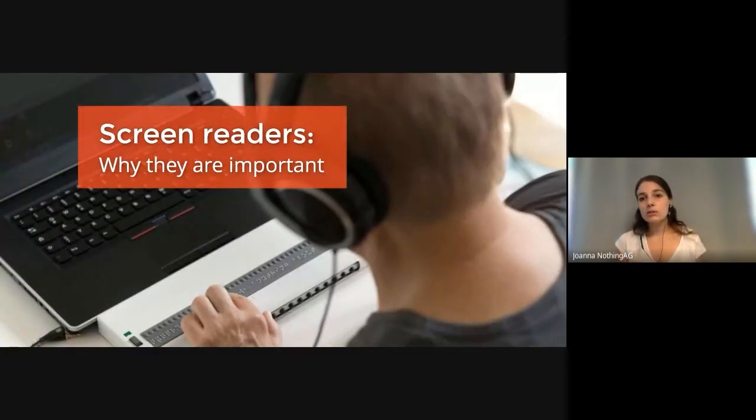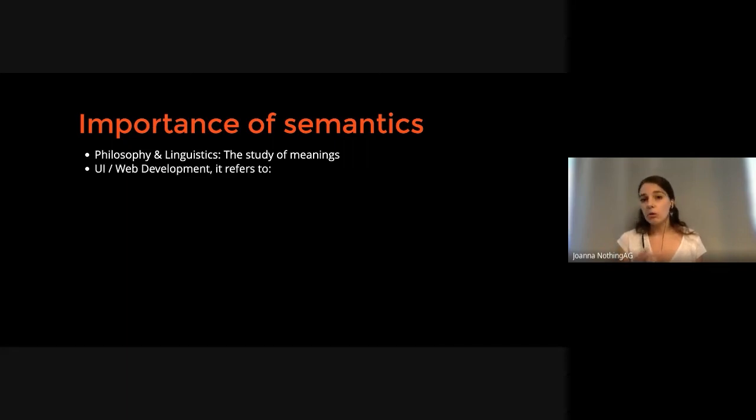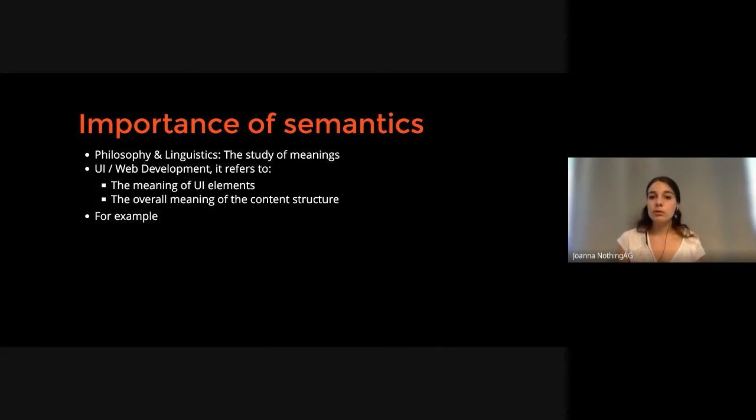Now, let's also understand why screen readers are so important to create accessible websites. One thing that screen readers really put up front is the semantics of the web page. Semantics comes from philosophy and linguistics, and it's the study of meanings. Applied to UI or web development, it refers to the meaning of the UI elements and the overall meaning of the content structure. As you will see in some minutes during the demo, screen readers will announce things like, this is a heading, or even more precisely, this is a heading of level 2, this is a text input, or any other input type like date or so.